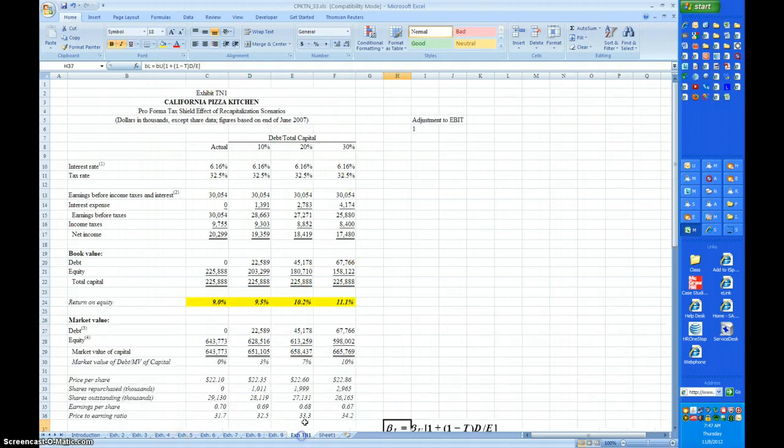So let's look at this other exhibit that we had that got a little more complicated. We're going to look at some broader effects after that. Again, that one was in the book. The debt is expected to be borrowed based on their credit line from Bank of America at 11.16%. And the tax rate's not supposed to change.